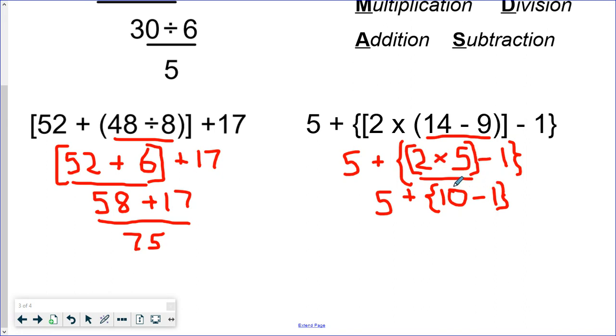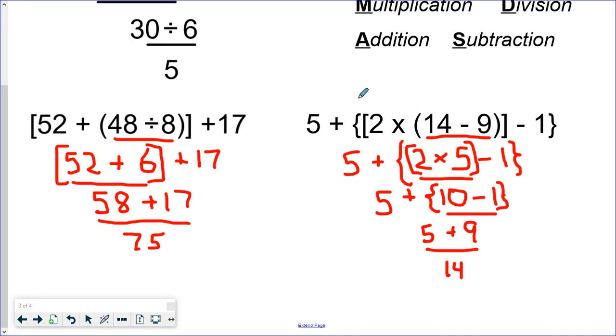Now, this is still inside the braces, so I still got to do this first. So now the next thing I'm going to do is the 10 minus 1. The 10 minus 1 is my 9. Okay. Now I'm going to bring down the plus 5. All right. And now my last step, as I said before, was the plus 5. So I'm going to take 9 plus 5, and that final answer is going to be 14.